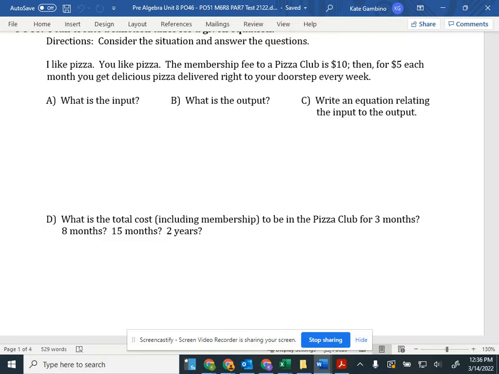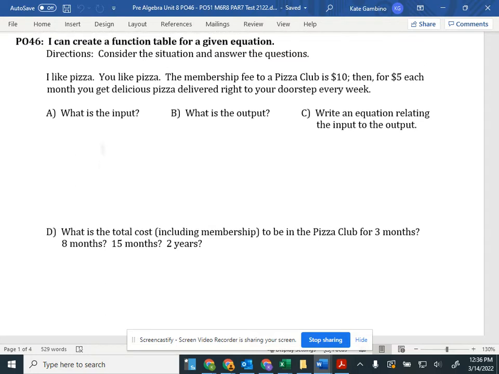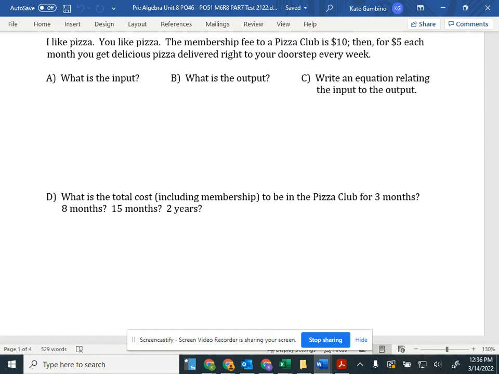So let's look at our first objective for PO 46. Pizza. We all like pizza. Let's see how this should have worked out. So it says, what is the input if we have a membership fee to a pizza club is $10, then for $5 each month, you get a delicious pizza delivered right to your doorstep every week.